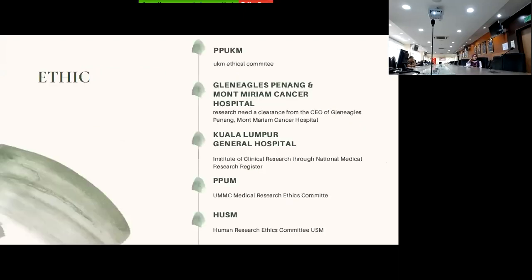So for ethics, for UKM, we will apply to the UKM ethics committee. Clinical Penang Memorial has no ethics committee, so we will get clearance from the CEO. For HKL, we need to go through the Institute for Clinical Research and NMRR. PPUM has its own research committee, the Medical Research Ethics Committee, and HUSM has the Human Research Ethics Committee USM. So we need to apply for ethics approval for each.